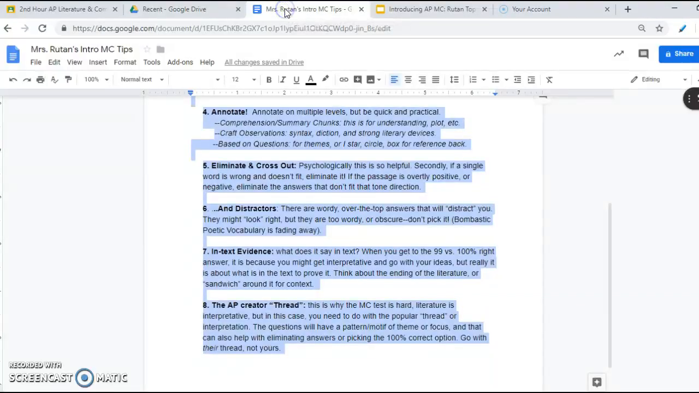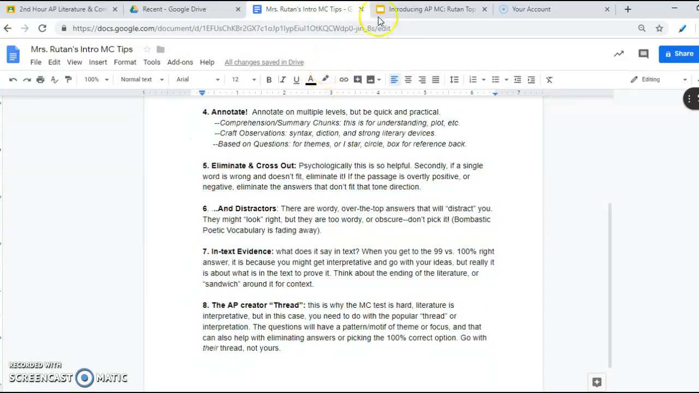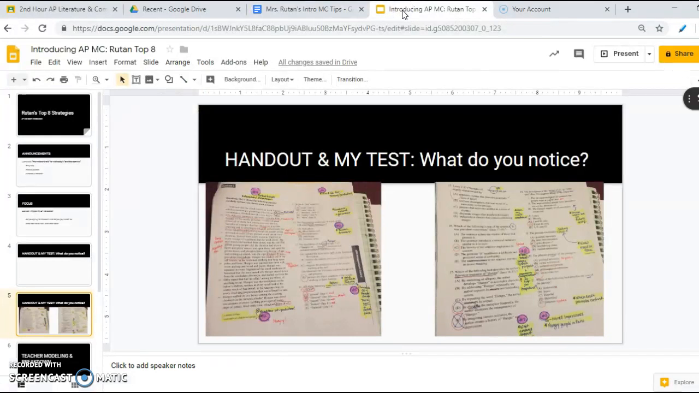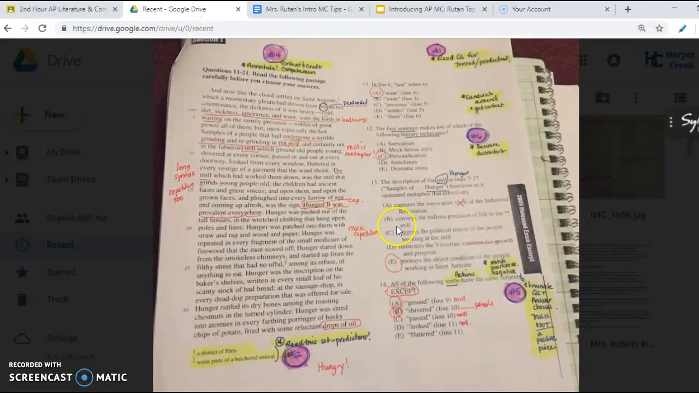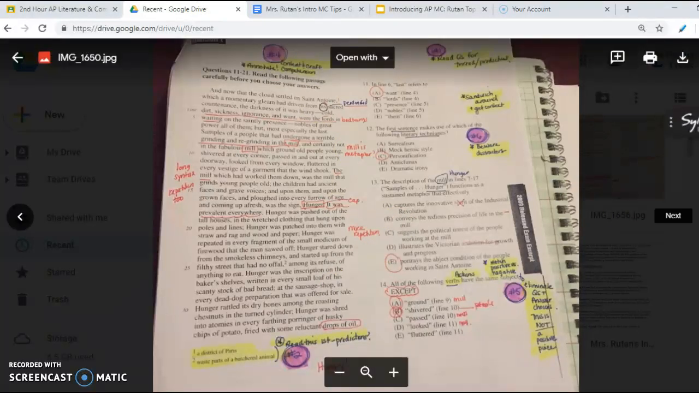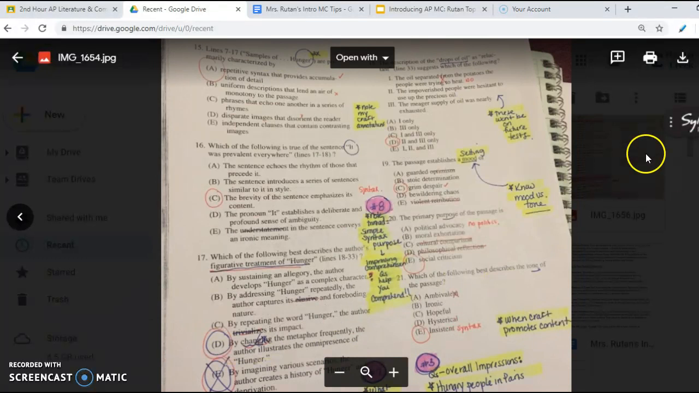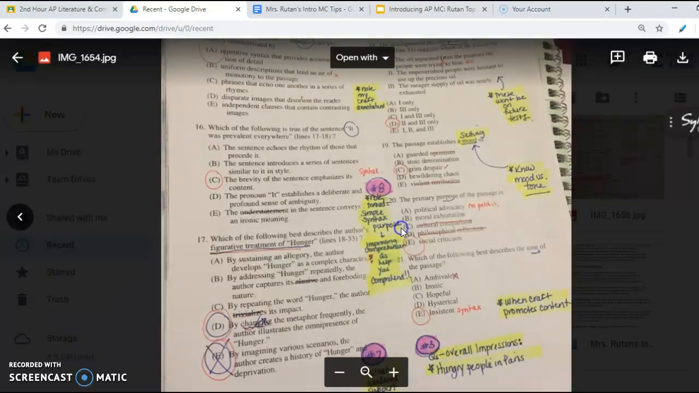Finally, the last 2 strategies, which are in-text evidence and the thread. Those are the hardest strategies in a sense because they help you push through the 99 versus 100% correct answer, which is so common on these, where they have 2 options basically, and you have to figure out which one is the best. So I will show you. I got burned by this. Question 17, I got burned by.